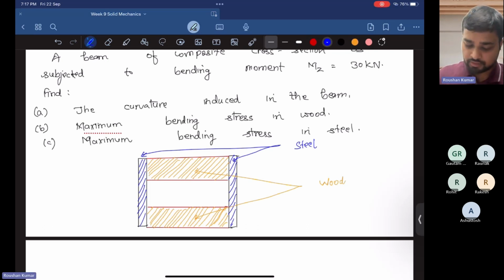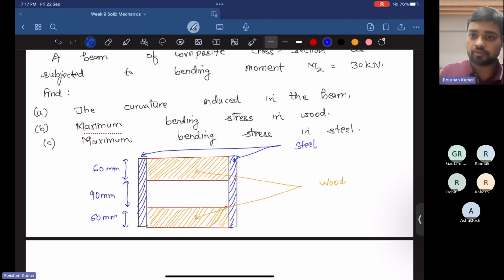So I am writing the dimensions. This is 60 mm. This length is 90 mm. This length is again 60 mm. This length is 120 mm. This length is 6 mm. This is also 6 mm.